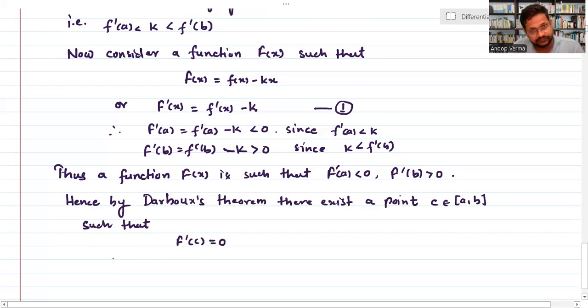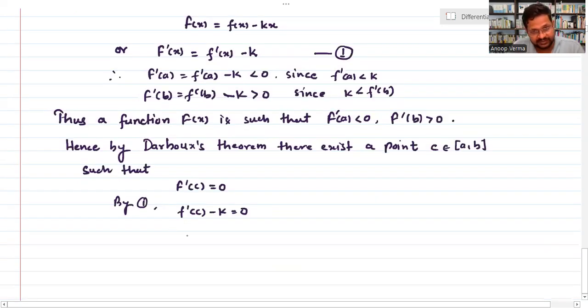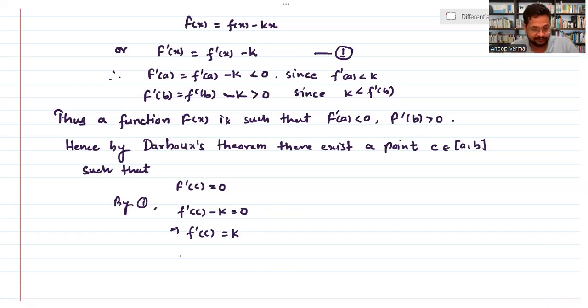So by equation 1, we can say f dash of c minus k is equal to 0. It means f dash of c is equal to k. So for every k between f dash a and f dash b, we have a point c in this interval a comma b such that f dash c is equal to k. Okay, so this proves it.